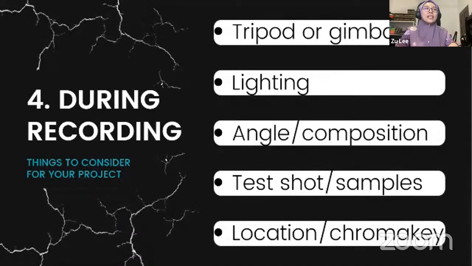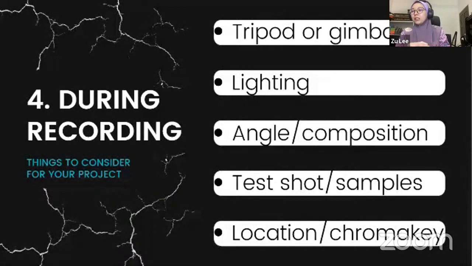Let's move on to angle and composition. So the angle of the camera is very important. Do you want to shoot from the front? Do you want to shoot the subject from the side? Do you want to shoot the subject from the bottom or the top? Because everything creates a different effect, especially if you're doing acting scenes.